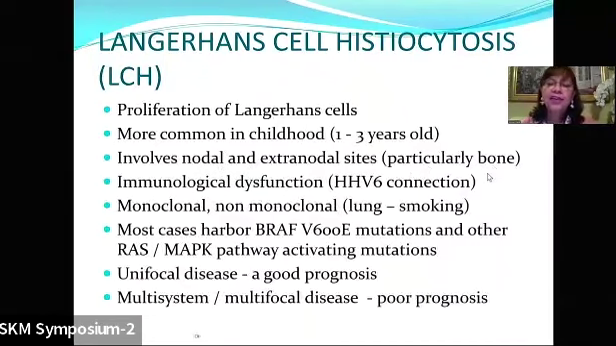Our patient had a zygomatic lesion. Again, this is supposed to be due to some immunologic dysfunction. There's a human herpes virus 6 connection in this as well. And it can be monoclonal or non-monoclonal, and that's seen in the lung in smokers. Most cases harbor a BRAF mutation, as well as other activating mutations.